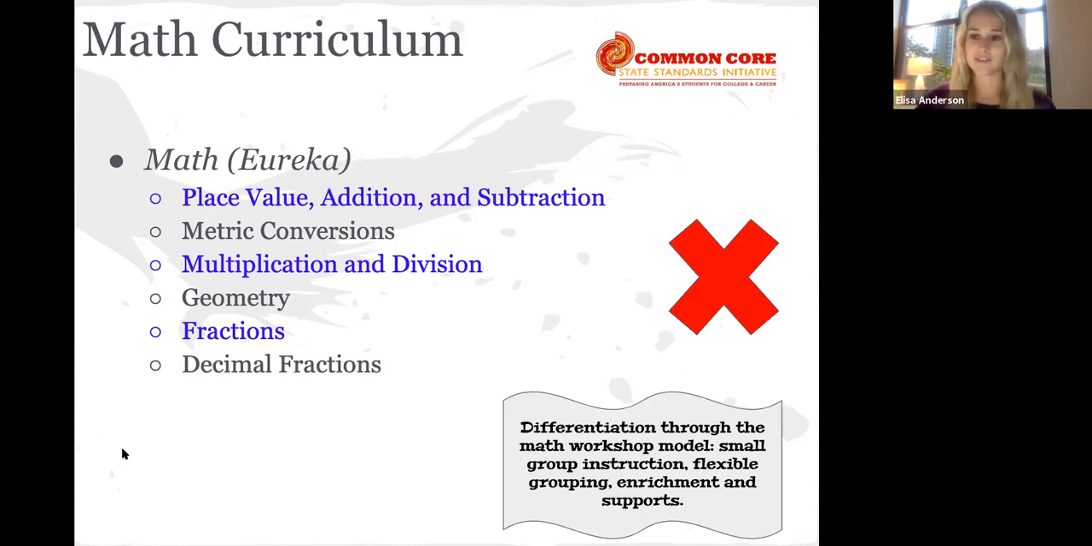Our math curriculum. This year, we will focus on place value, addition, and subtraction. That's our first unit that we will be starting next week. Then we move to some metrics. It's a big year of multiplication and division.